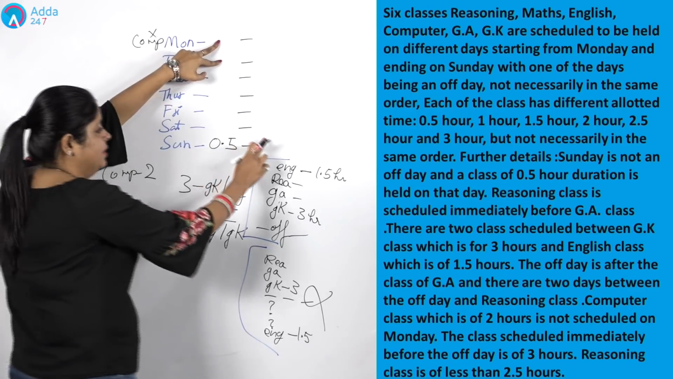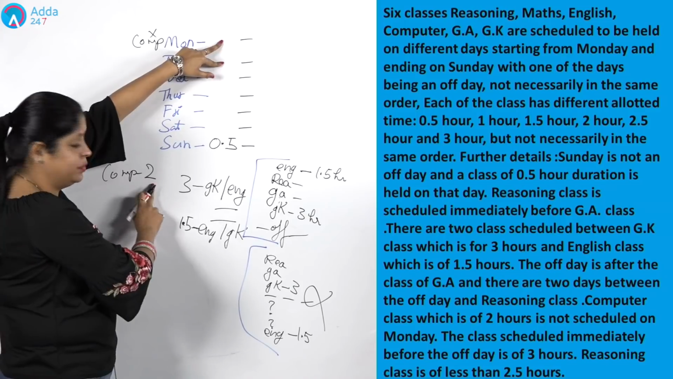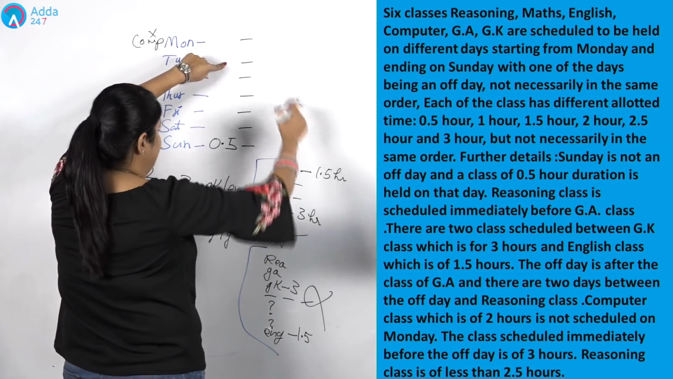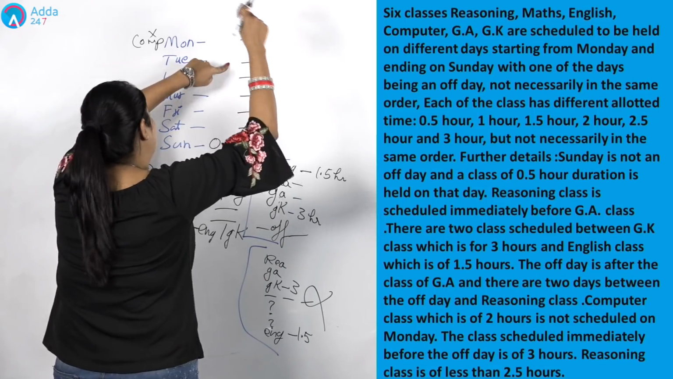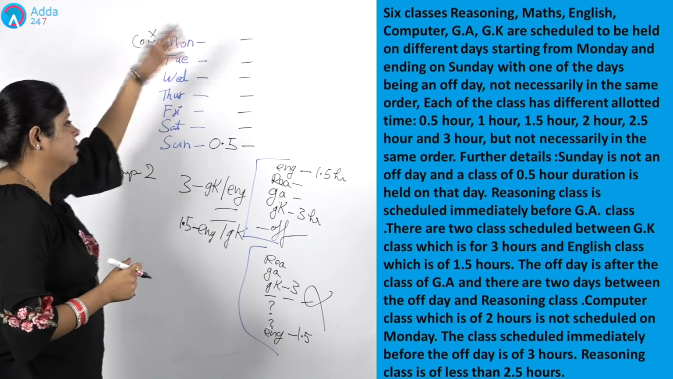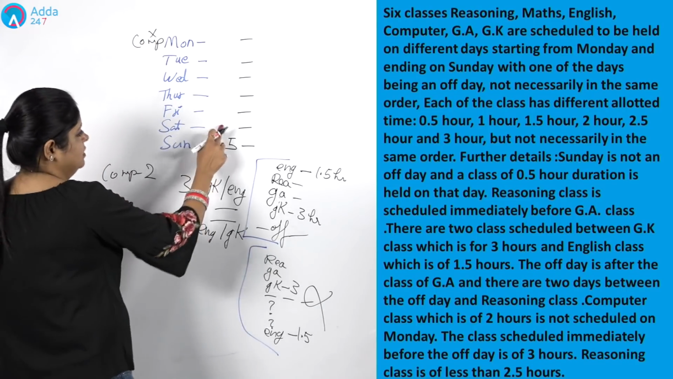No. You might be thinking, ma'am, we can consider computer here also. No, we can't, because with computer there is a duration of 2 hours. So I can't write computer here. Okay, fine, can I write computer here? No, I can't write computer even here. Which means if I consider Saturday as the off day, there is no place left for me to place the computer class. So I can't consider this as the off day.